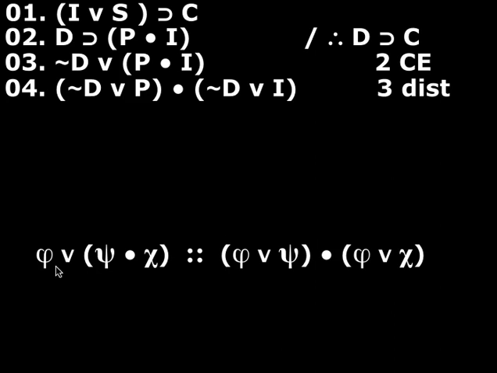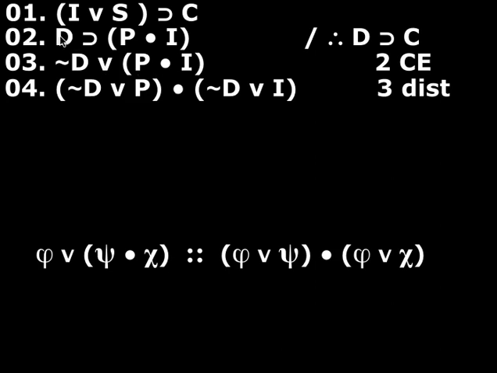And the way that works is that my first disjunct here becomes the first disjunct in both of these. So not D becomes the first disjunct here, not D and not D. The second disjunct in each case is just these two in order. Not psi goes here, chi goes there. So P goes there and I goes here. So that's just distribution. Moving from this to this.